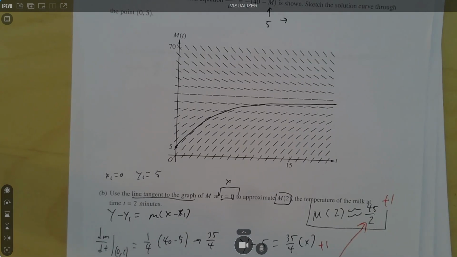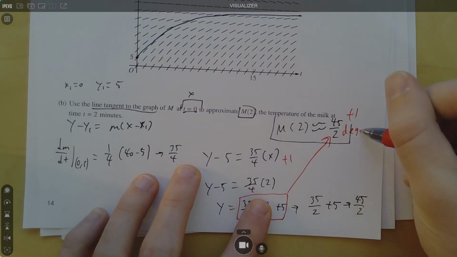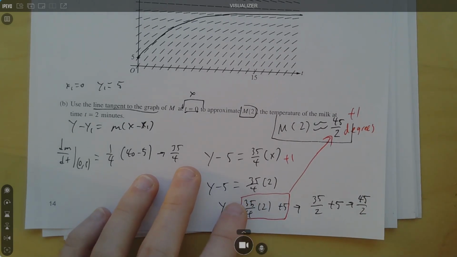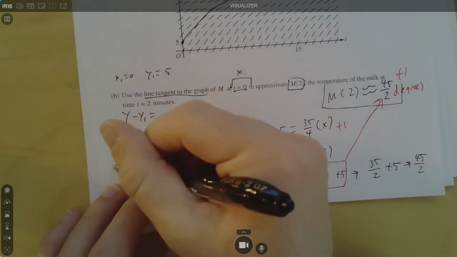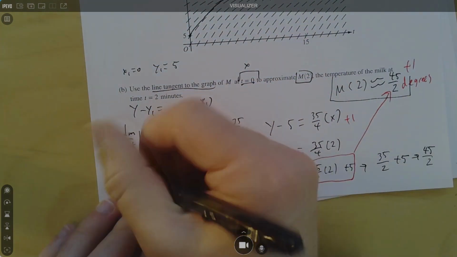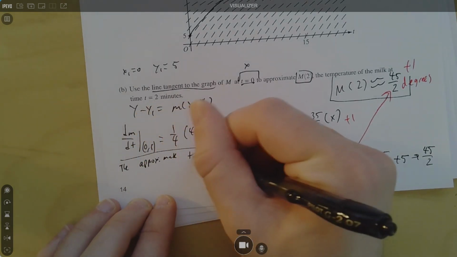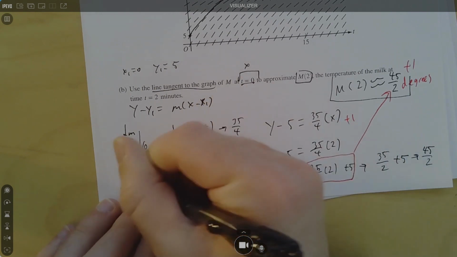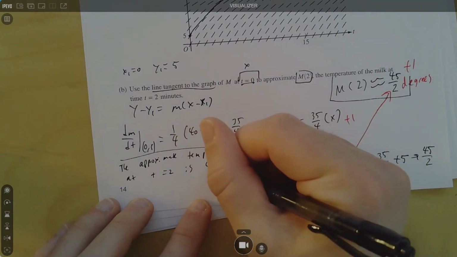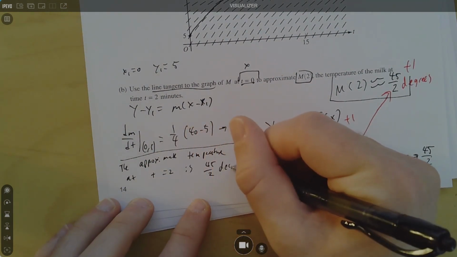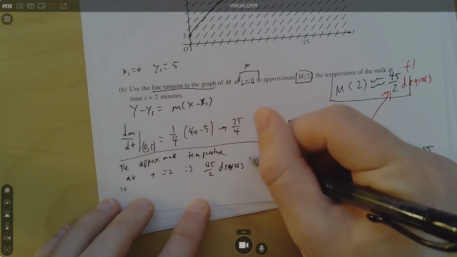Yeah. Good habit though, guys, is to write units, like I would write degrees here. And it would not be a bad idea to write a sentence. I don't think you have to here to get the points. It doesn't look like you have to, but it's just a good habit. The approximate temperature at t equals 2 is 45 over 2 degrees Celsius.